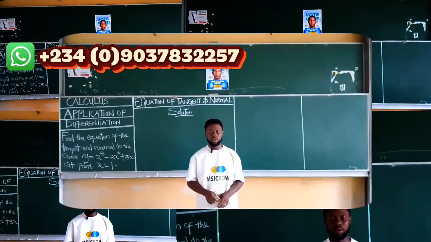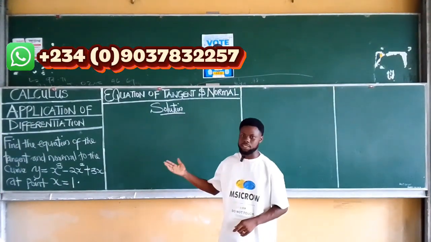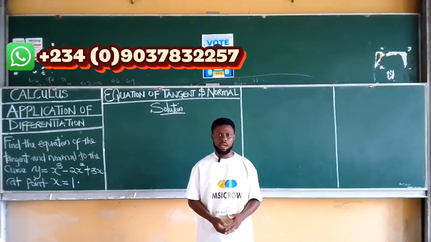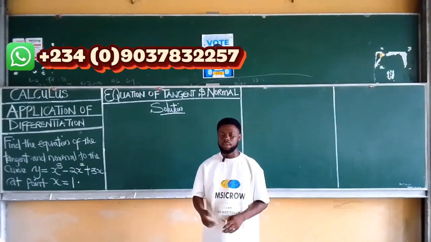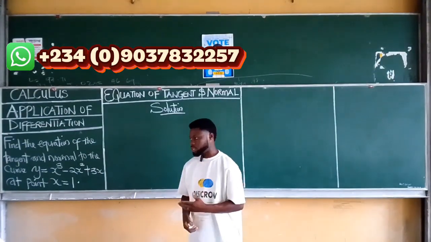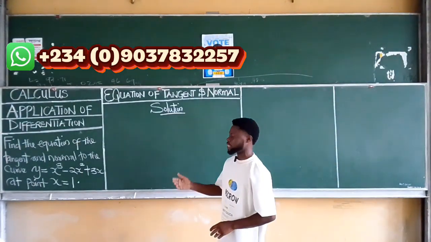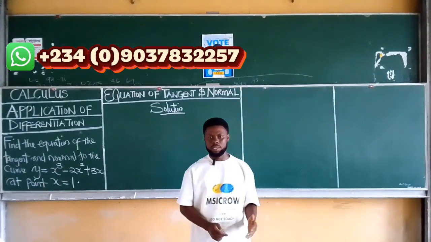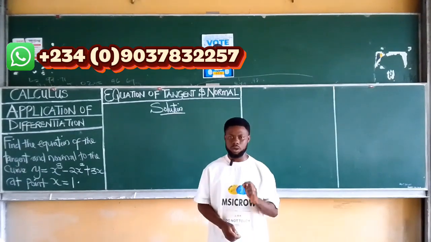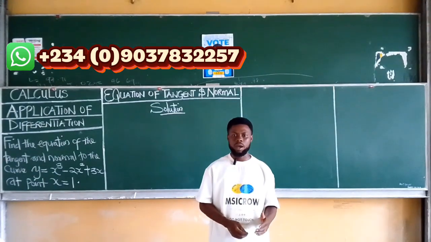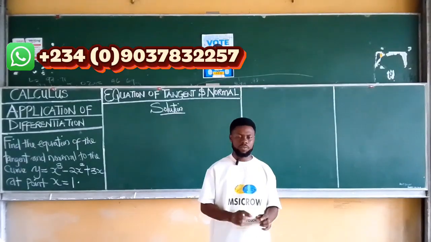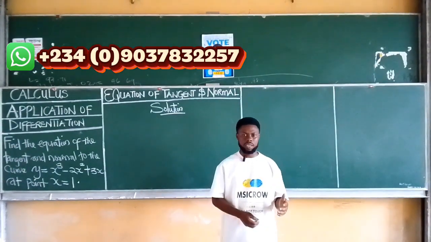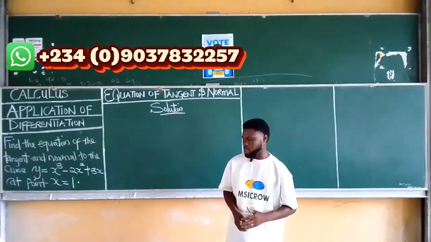Now note that when it comes to equation of a tangent and normal to the curve, sometimes the equation could be given to you either as an implicit or explicit function. What is given to us on the board is an explicit function. Whether it is implicit or explicit, the first thing we have to do is find dy over dx. That is, we have to differentiate first. After differentiating, we determine what is called the gradient or the slope to the curve.